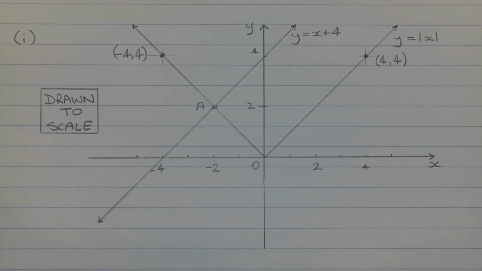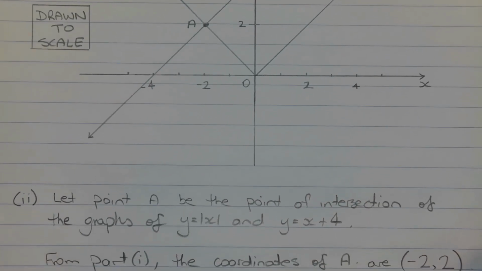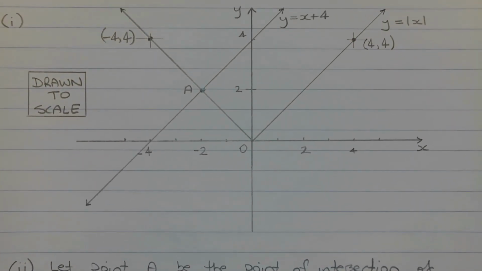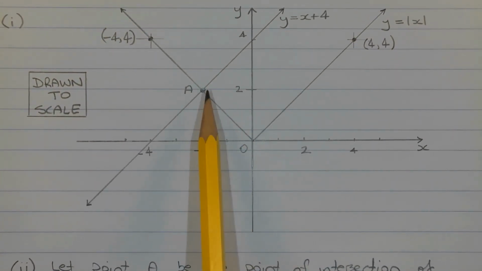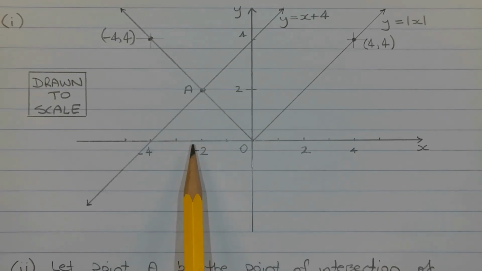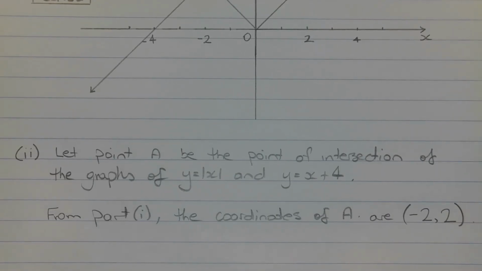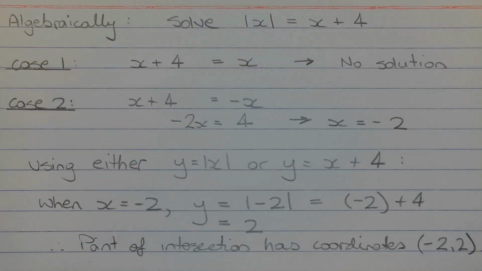So to answer part 2, let point A be the point of intersection of the graphs of y equals the absolute value of x and y equals x plus 4. So if we go back to part 1, from the graph we can see that the coordinates of point A are (-2, 2). And I've stated that as my answer here. So from part 1, the coordinates of A are (-2, 2). The question asked us to use a graphical approach to finding the coordinates of the point of intersection of the graphs of y equals the absolute value of x and y equals x plus 4.